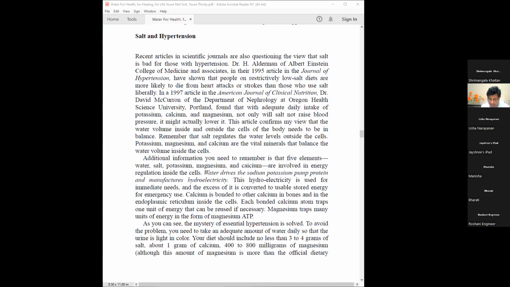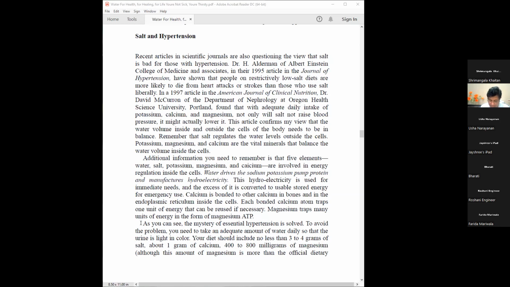Water drives the sodium-potassium pump protein and manufactures hydroelectricity. This hydroelectricity is used for immediate needs, and the excess of it is converted to usable stored energy for emergency use. Calcium is bonded to other calcium in bones and in the endoplasmic reticulum inside the cells. Each bonded calcium atom traps 1 unit of energy that can be reused if necessary. Magnesium traps many units of energy in the form of magnesium ATP. Okay, so again, ATP is the storehouse of energy inside the cell.